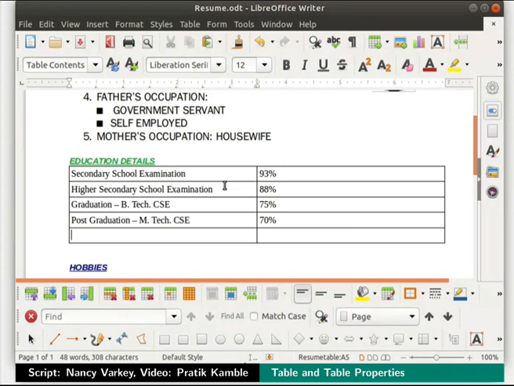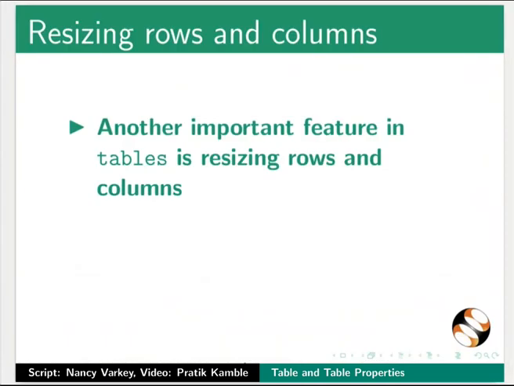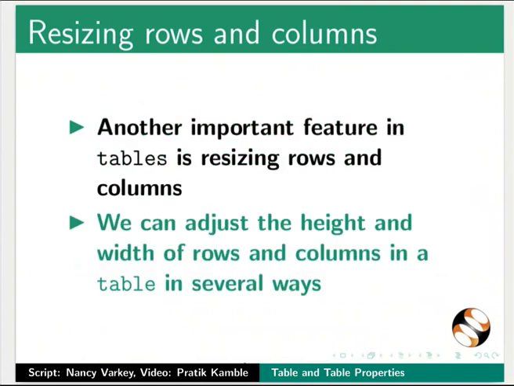Click on row 2, column 1. Pressing the Tab key helps to move forward from cell to cell. Pressing Shift plus Tab keys help to move backward from cell to cell. In the last row, type PhD CSE in column 1 and 2015 in column 2. Another important feature in tables is resizing rows and columns. We can adjust the height and width of rows and columns in a table in several ways.